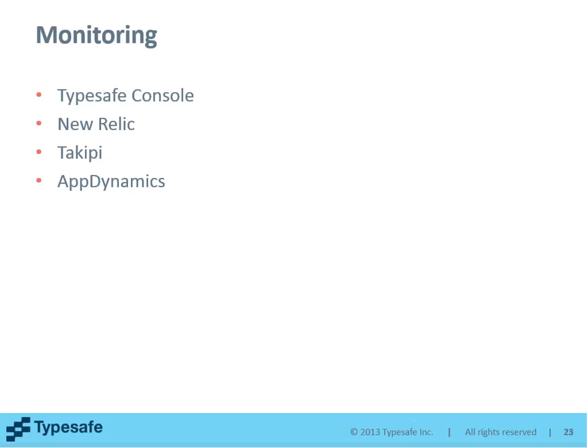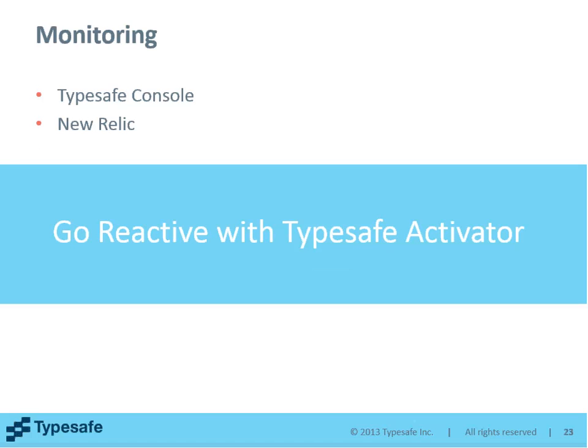Also, the Typesafe Console is a tool for monitoring your actor systems in Akka. And then tools like New Relic and AppDynamics all have support for Scala, for Play, and for Akka as well for doing monitoring. I wanted to point that out just to give you an idea of the ecosystem around the Typesafe platform. If you're already in the Java ecosystem, it should be very familiar to you. It's not a whole new world. We're just building on top of the tools that have been there and have evolved over the last 15 years or so.